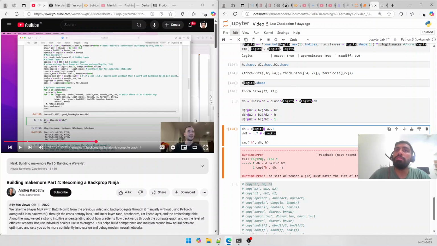What was the third term here? Sorry, db2. db2 will be equal to d logits dot sum, like this it has to go, right? That is by default, I think.